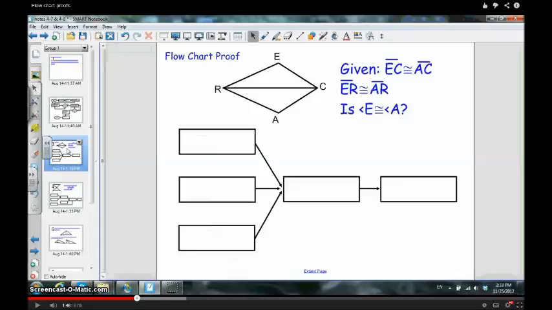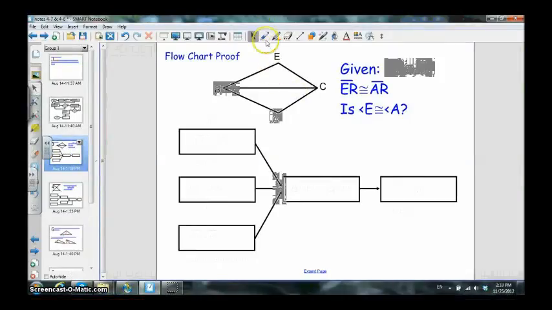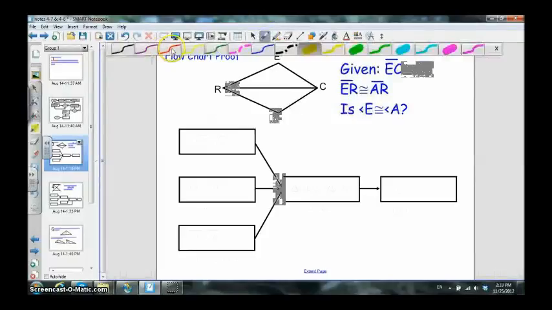Okay, I'm going to play it, and just as she goes along, fill in what she fills in, and pay attention to the explanations. A flowchart proof is pretty much the same thing. And it isn't any different from the proofs we've already done, except that it's laid out a little bit different.